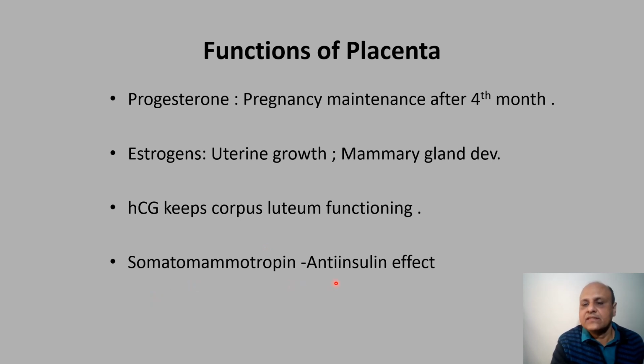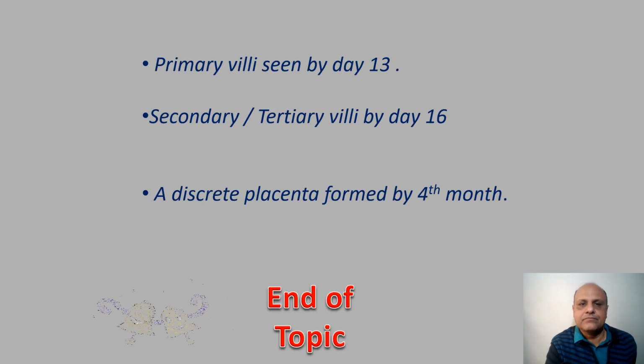Somatomammotrophin secreted by the placenta has got an anti-insulin effect on the mother. What is the meaning of that? That it breaks down carbohydrates into glucose, it breaks down lipids into fatty acids, it breaks down proteins into amino acids. So these simpler forms are available in circulation to be consumed by the fetal circulation. So it increases the availability of amino acids, fatty acids, and glucose in the maternal circulation. Somatomammotrophin secreted by the placenta.